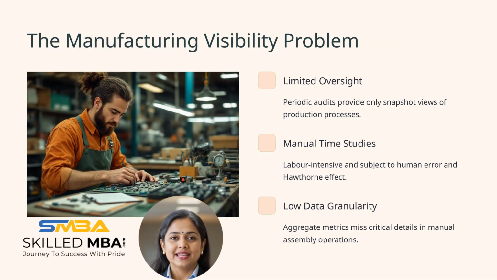Manufacturing faces visibility challenges with limited oversight, relying on periodic audits that offer only snapshots of production. Manual time studies are labor-intensive, prone to human error, and influenced by the Hawthorne effect. Additionally, low data granularity means aggregate metrics often overlook crucial details in manual assembly operations.